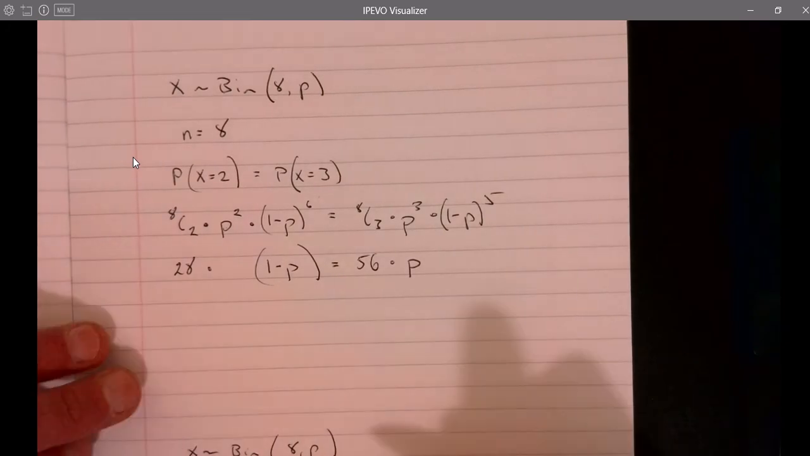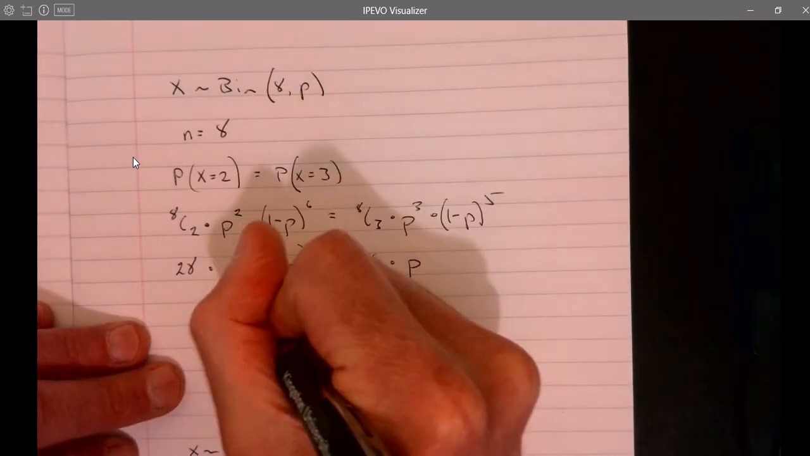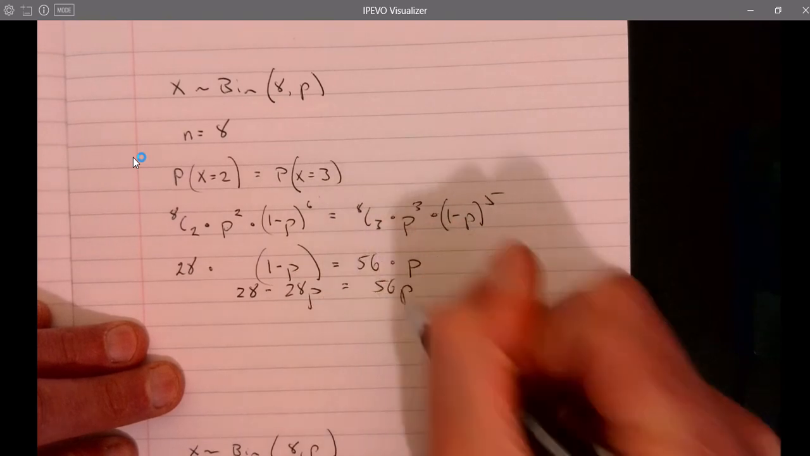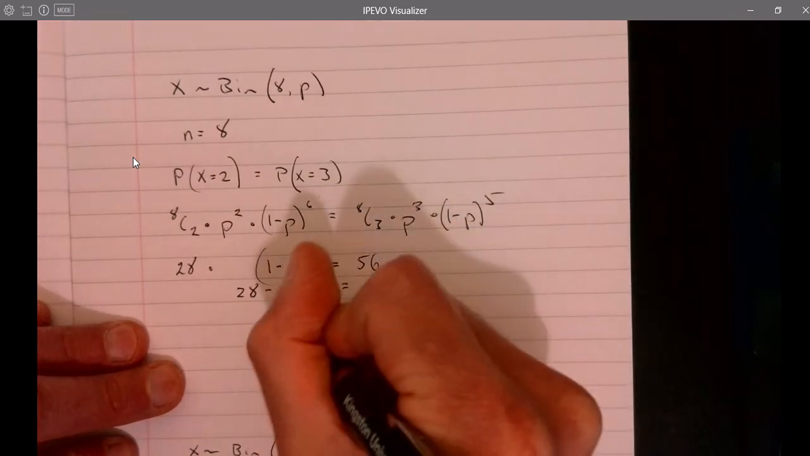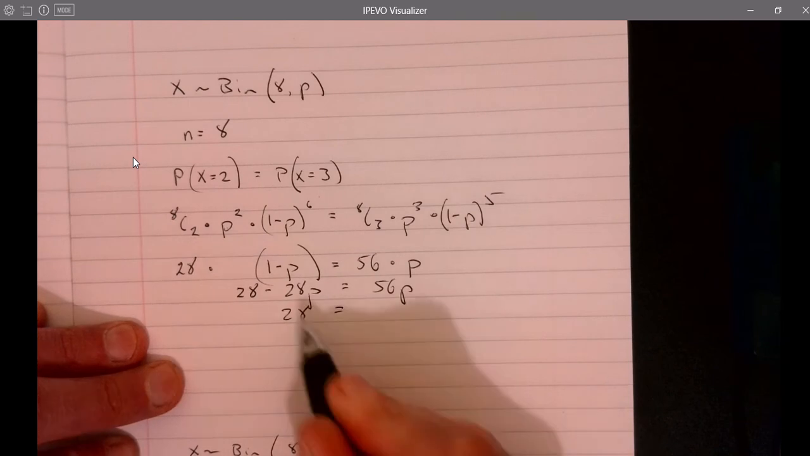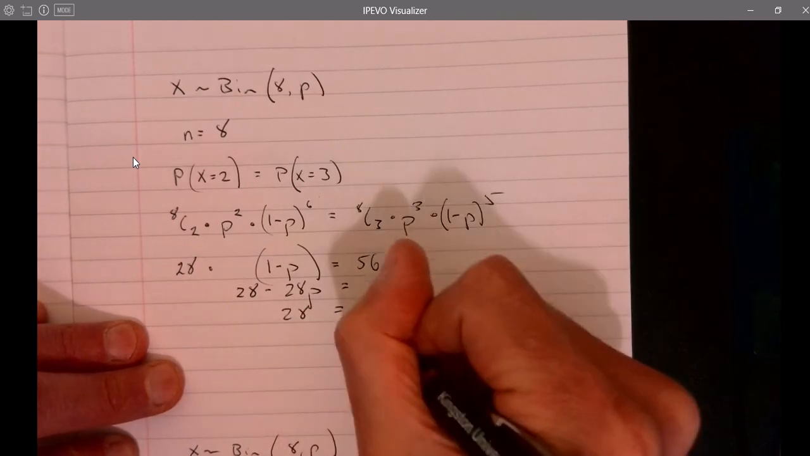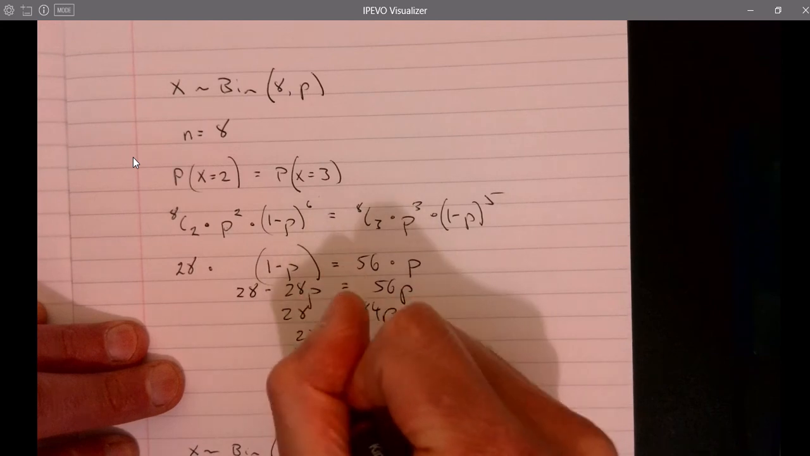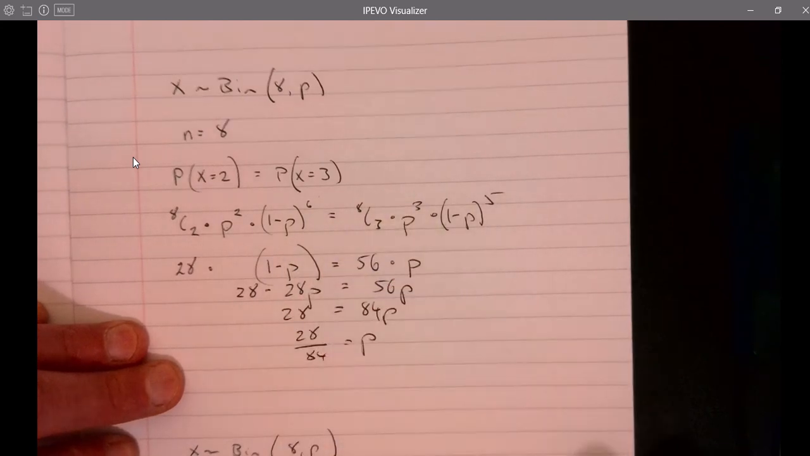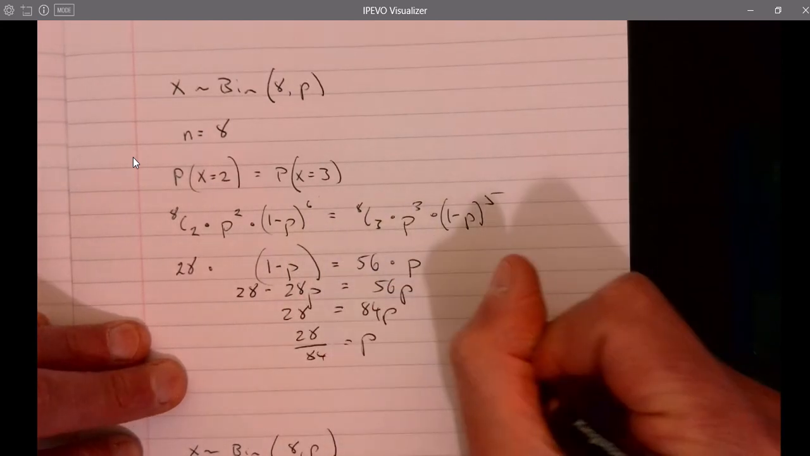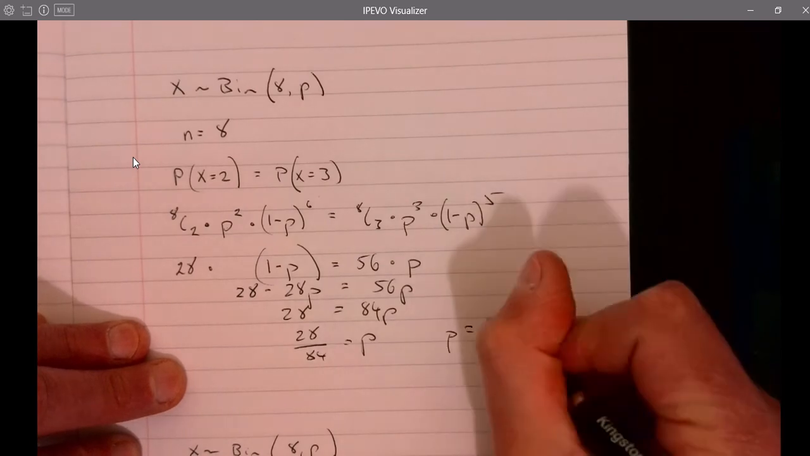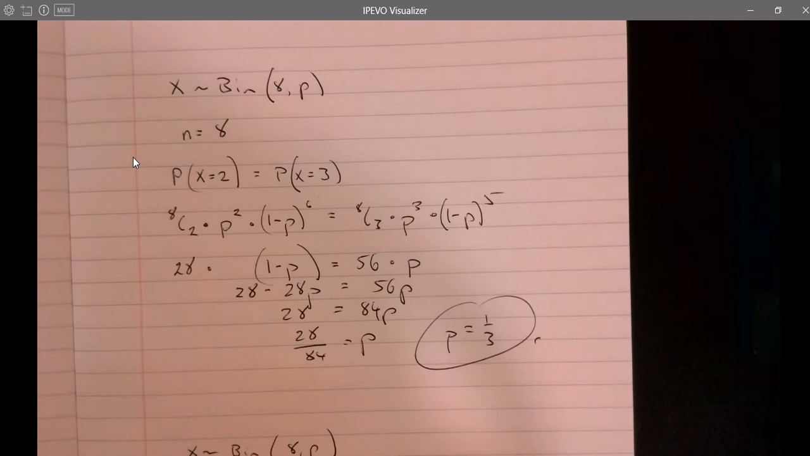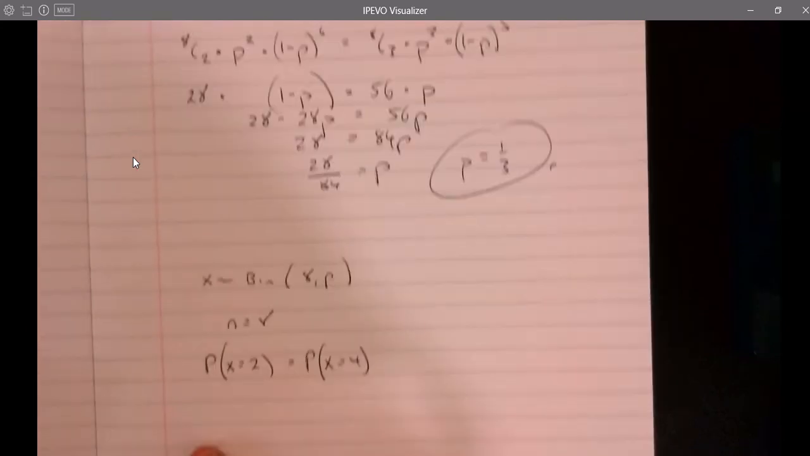Now, I reckon this looks quite doable from here. So 28 take away 28p equals 56p. Add 28p to both sides. So that's going to give us 28 equals 84p, and divide both sides by 84, so 28 over 84 equals p. There we go. What's that? That's equal to a third. Okay, that was nice.